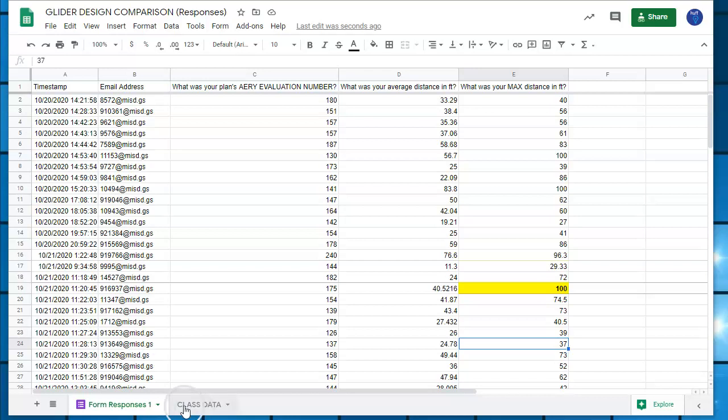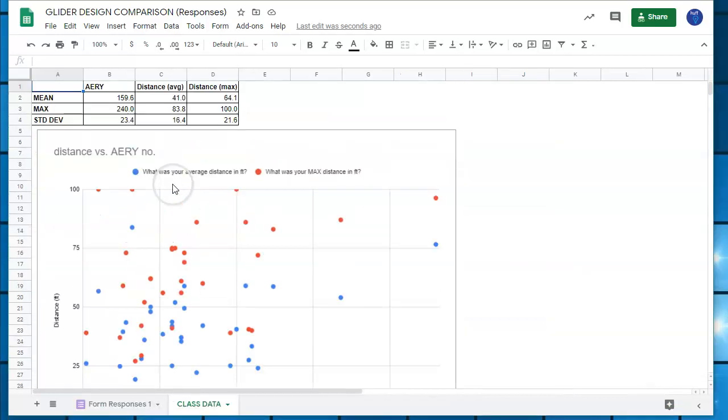But if we look at the class data, then you can see that I've got an average for each group, a max for each group, and a standard deviation. Standard deviation numbers are just telling us these numbers are all over the place. So we see that the average AERY is about 160, the average distance is about 40, and the maximum average distance is about 60. And I capped it off with the testing environment we were in.